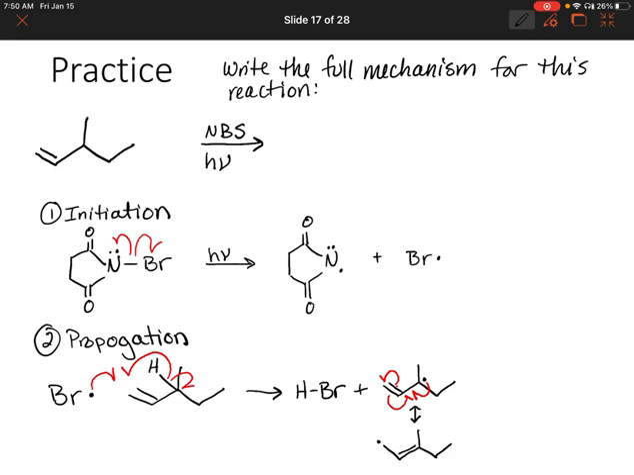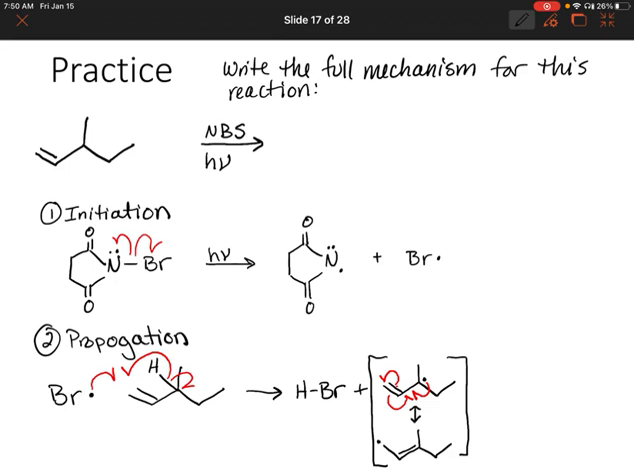Now this resonance structure is not as stable because the radical electron, the single unpaired electron, is on a primary carbon. So that's a primary radical. But remember, these are resonance structures, so the electrons are actually delocalized across those two bonds.